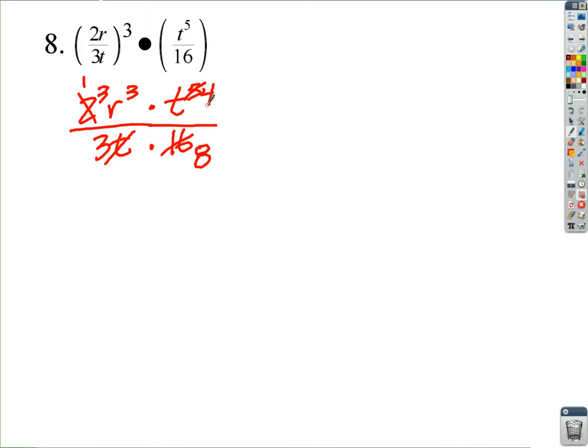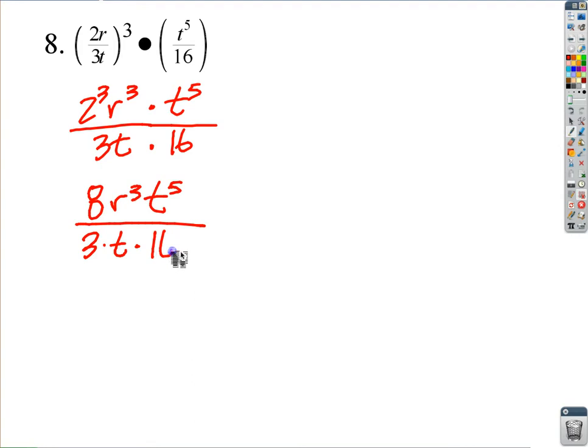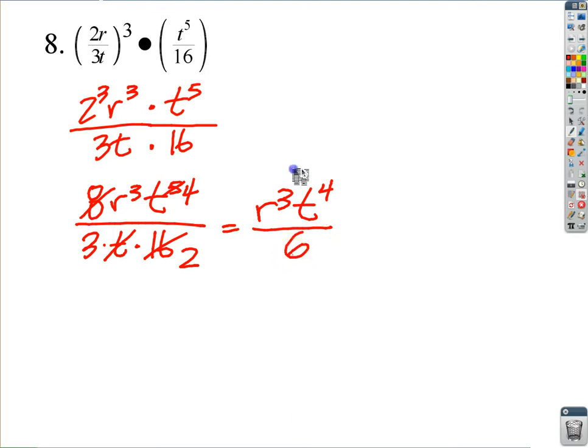whoops, scratch that. I got way too far ahead of myself. Okay, let's reverse. Okay, let's multiply 2 cubed. Sorry, I got a little excited. So we got 8r cubed t to the 5th over, right? And now I'm going to just keep it as 3 times t times 16, because now I can cancel this, and I'm going to be left with 2 there, okay? So then I'm going to cancel this with one of those, and I get 4 there. So I'm going to get r cubed t to the 4th over 6. Okay? And that's my final answer.